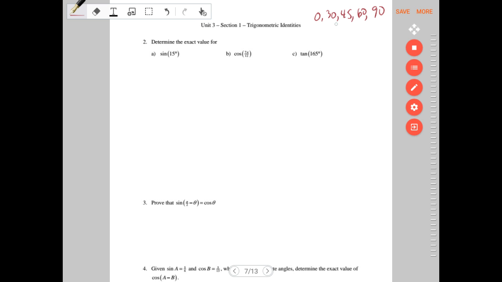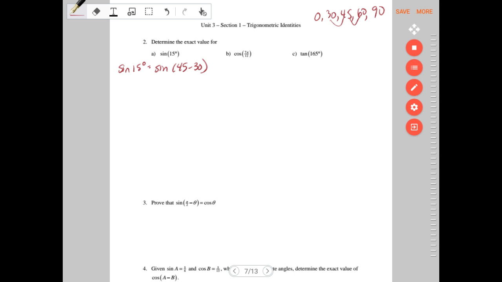Well, sure, we've got a couple of options. We can use 30 and 45, or we can use 45 and 60. I'm going to go with 30 and 45. So, sine of 15 degrees is the same as sine of 45 take away 30.